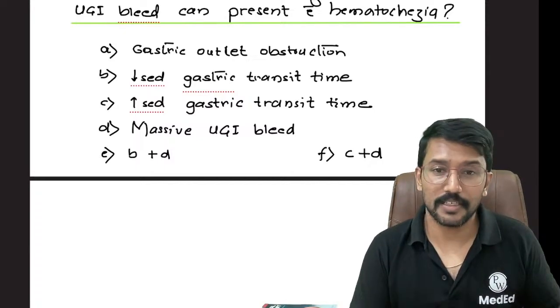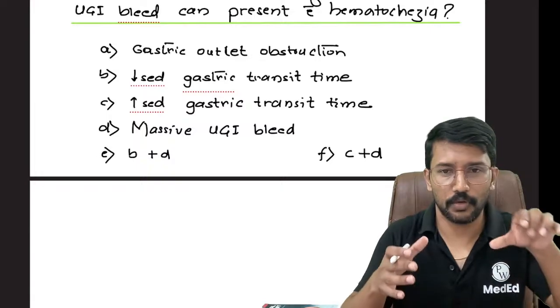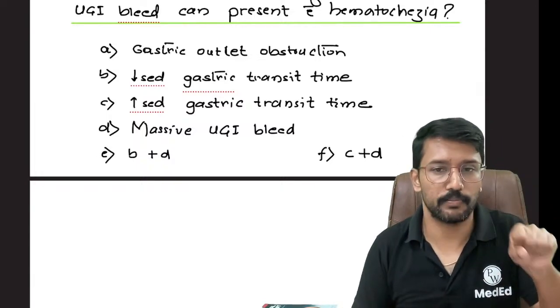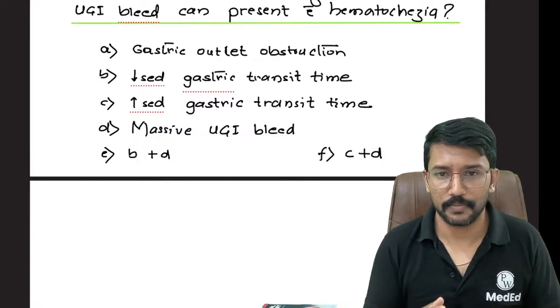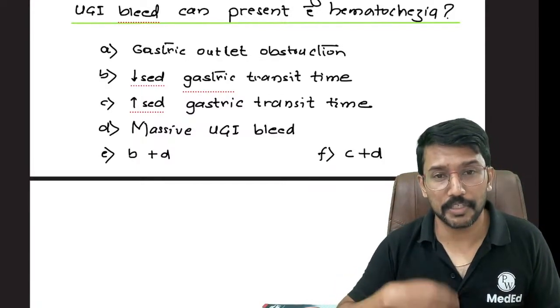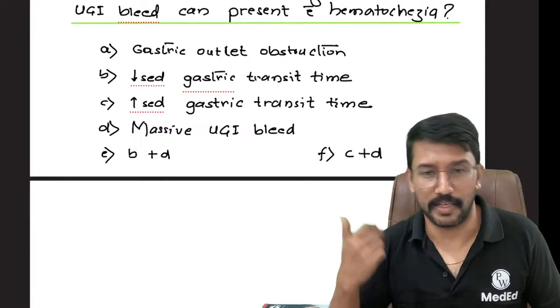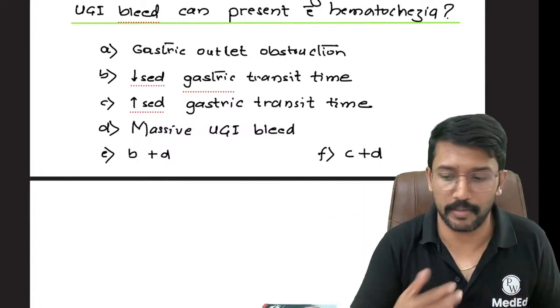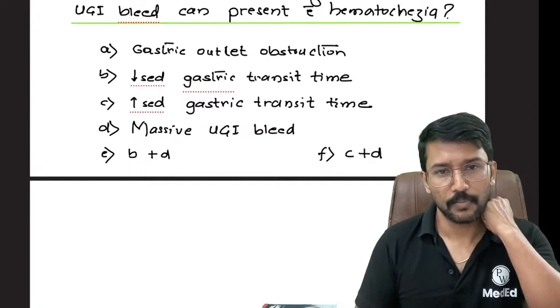Can a patient with gastric outlet obstruction present with hematochezia? Unlikely, right? If the stomach outlet is blocked, then obviously the blood is going to spend more time in the stomach, right? And most likely a patient with gastric outlet obstruction will vomit out the blood rather than present with melena or hematochezia. Hematemesis will be the presenting method, right?